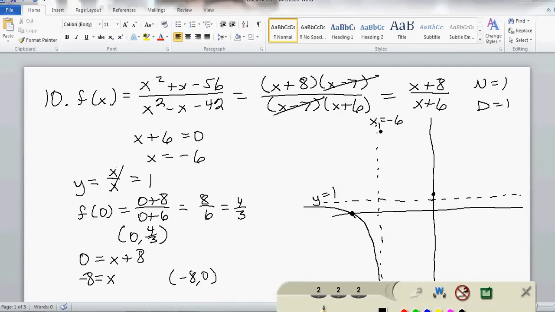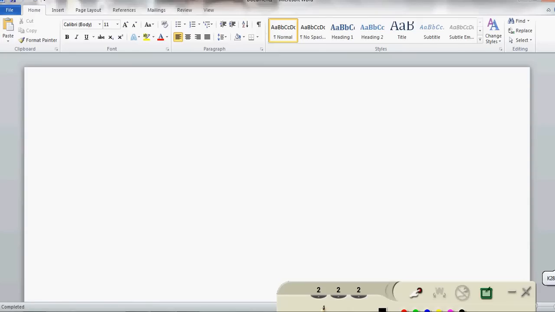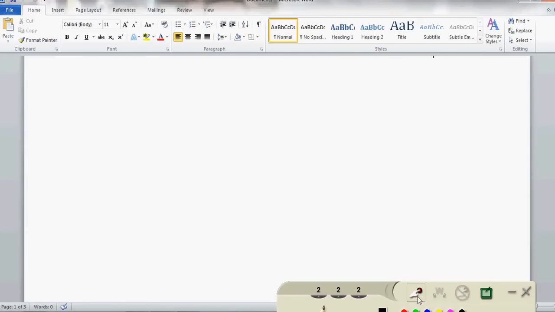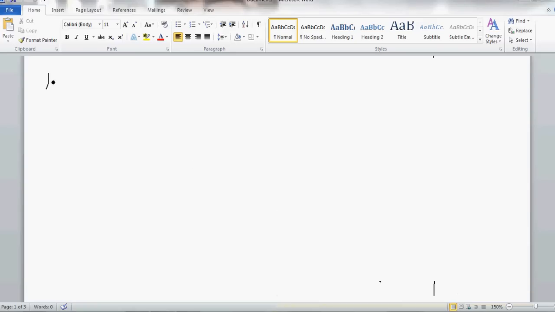So basically, I have enough to draw what the graph would look like. And it just keeps on going on and on and on forever. And there is the answer to number 10. So basically we just look for all of the things that we've been looking at and just fill in stuff as we go along. Number 11, f of x equals x to the 4th over x squared plus 25.